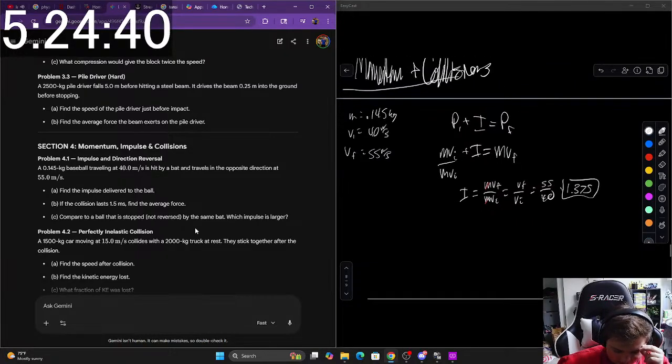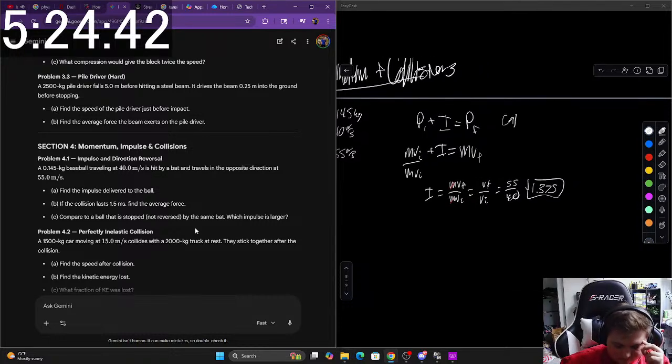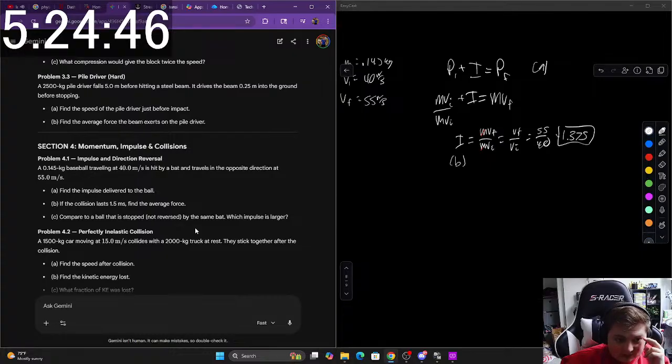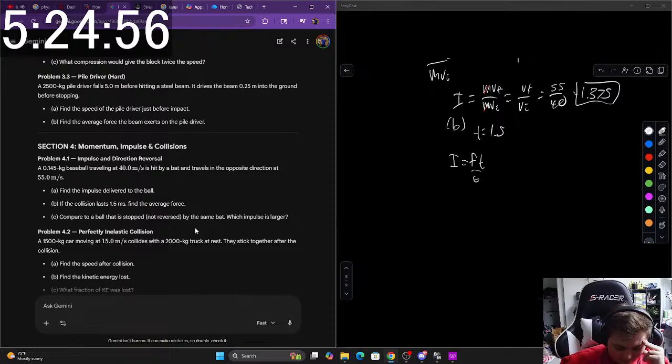For the impulse, if the collision lasts t equals 1.5. So I equals F t, or the average force F, which means 1.375 over 1.5 seconds.